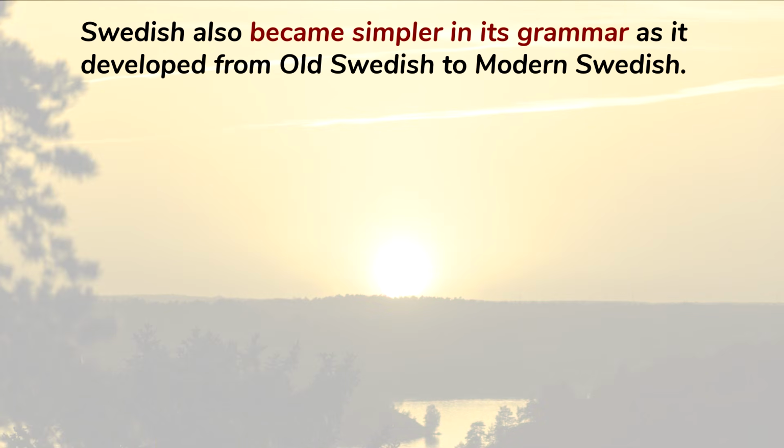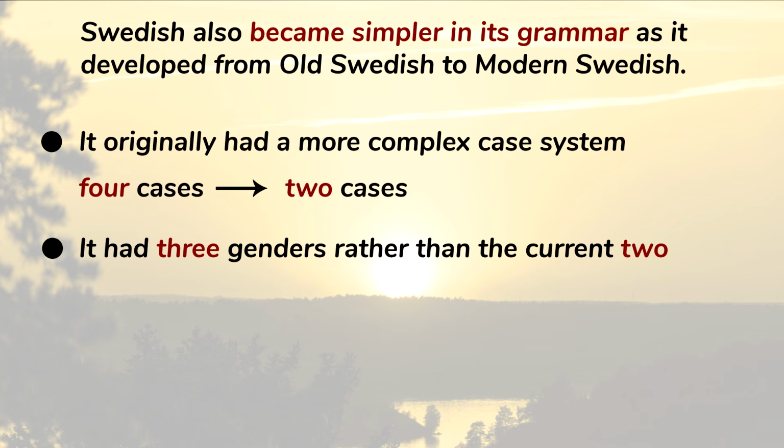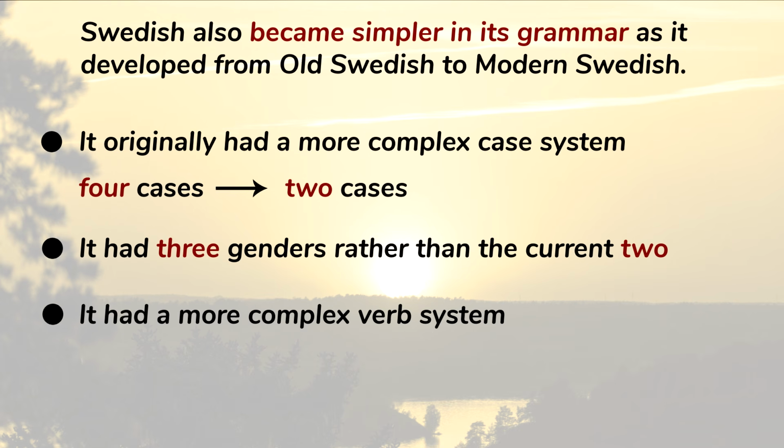Swedish also became simpler in its grammar as it developed from Old Swedish to modern Swedish. It originally had a more complex case system, 4 cases rather than the current 2 cases, 3 genders rather than the current 2 genders, and a more complex verb system.